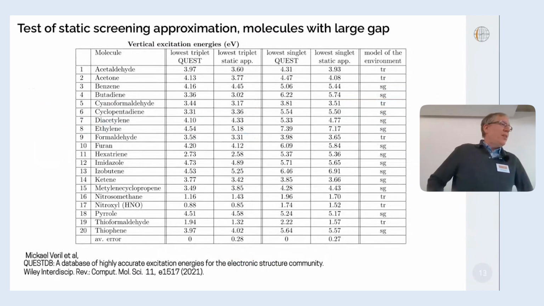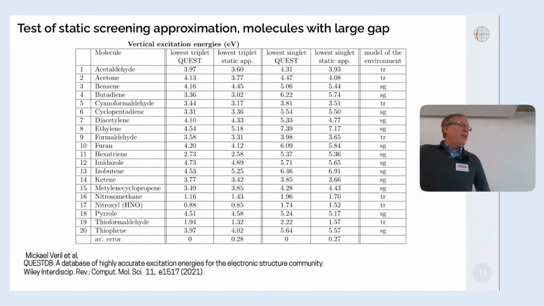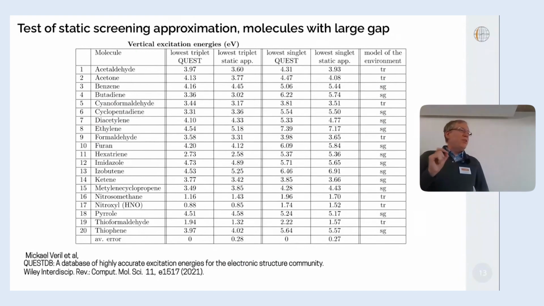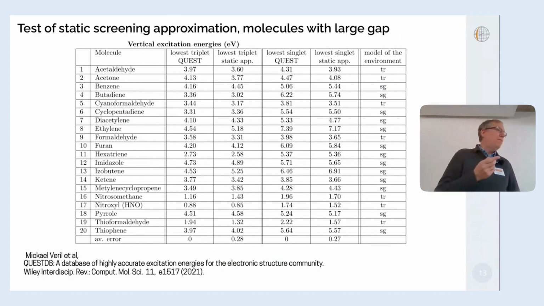Now, this table is just to show that this static approximation is working quite well. So what I did here, I basically benchmarked. There is a nice database, which is called Quest, where they summarize, I would say, 60 or more molecules, for which very accurate quantum simulations have been made. And vertical excitation energies for all of them are provided so that one can easily benchmark various methods against that. That's what I did here. So basically, the static approximation gives an error of 0.3 electron volt.